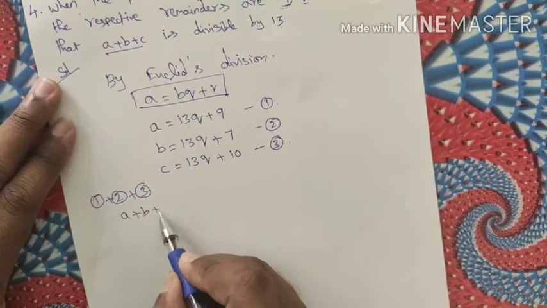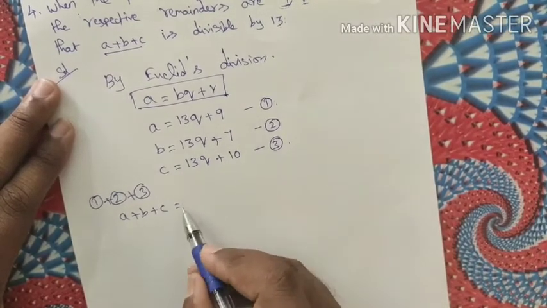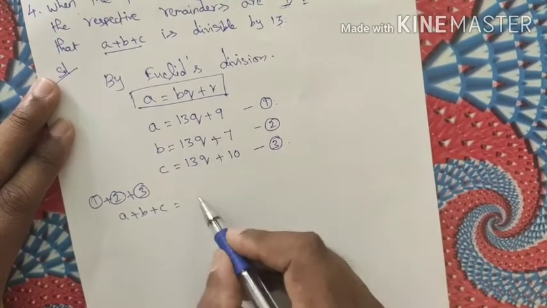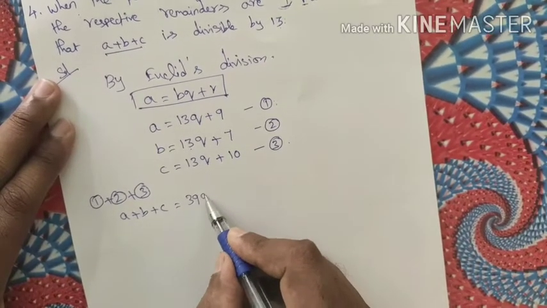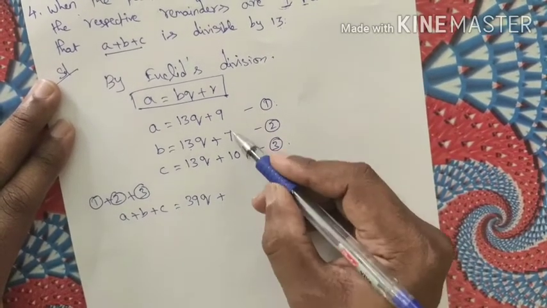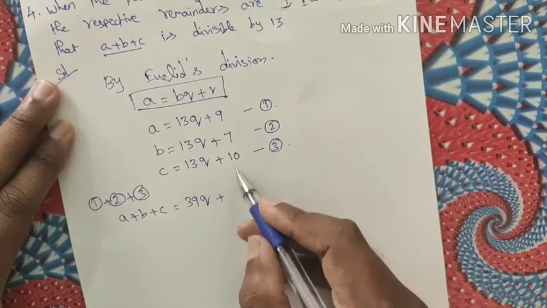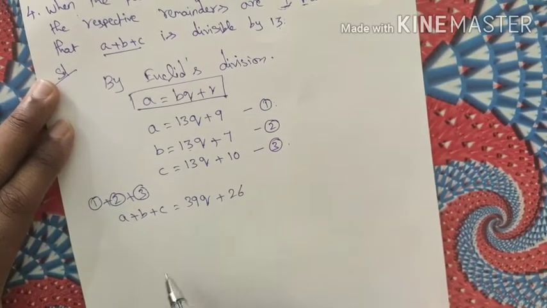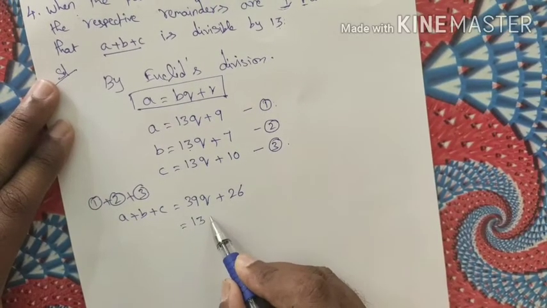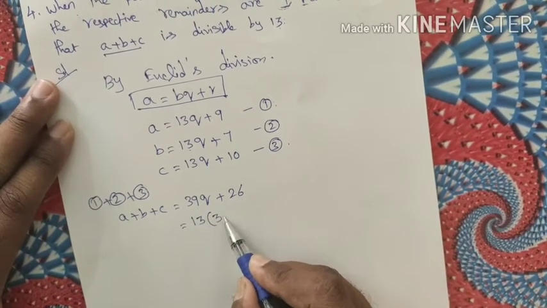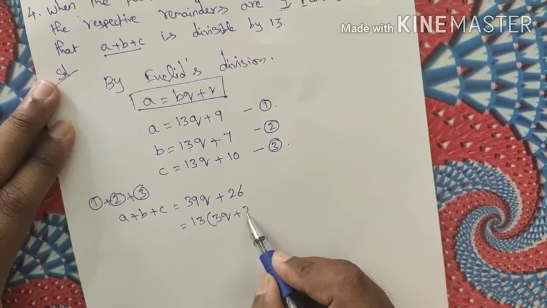So a plus b plus c is equal to, if you add these terms, what do you get? 13 plus 13 is 26, plus 13 is 39q, plus 9 plus 7 plus 10 is 26. So the common term will be taken out. 13 is the common term. If we take 13 common out, we get 13 times (3q plus 2).